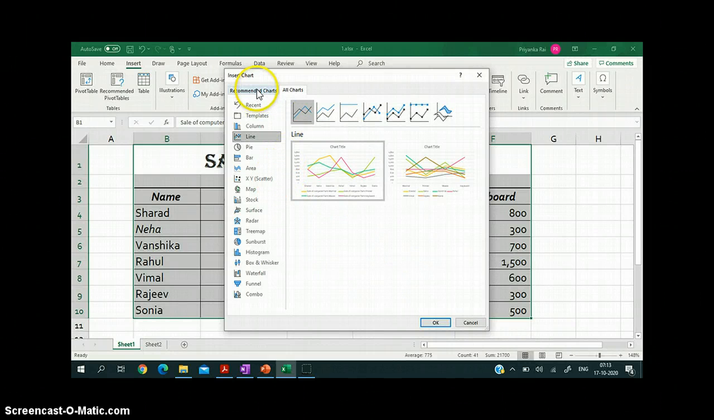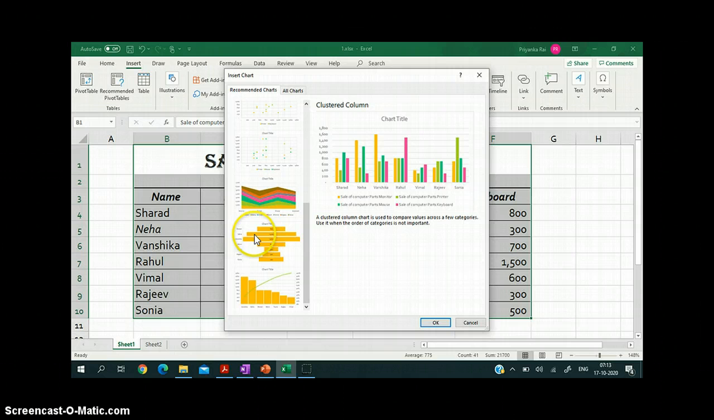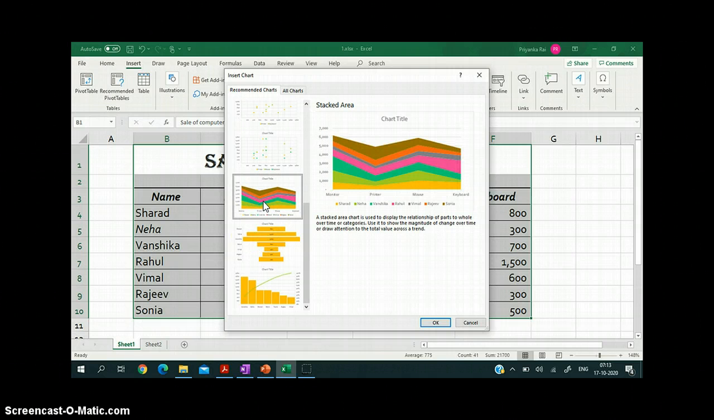Now the next type of chart is area chart. So what is area chart? Area chart displays the magnitude of change over time. Like with the change in time, how much the value is increasing or decreasing. So it shows the relationship of a part to a whole by displaying the sum of plotted values. So you can see this is the plotted value.